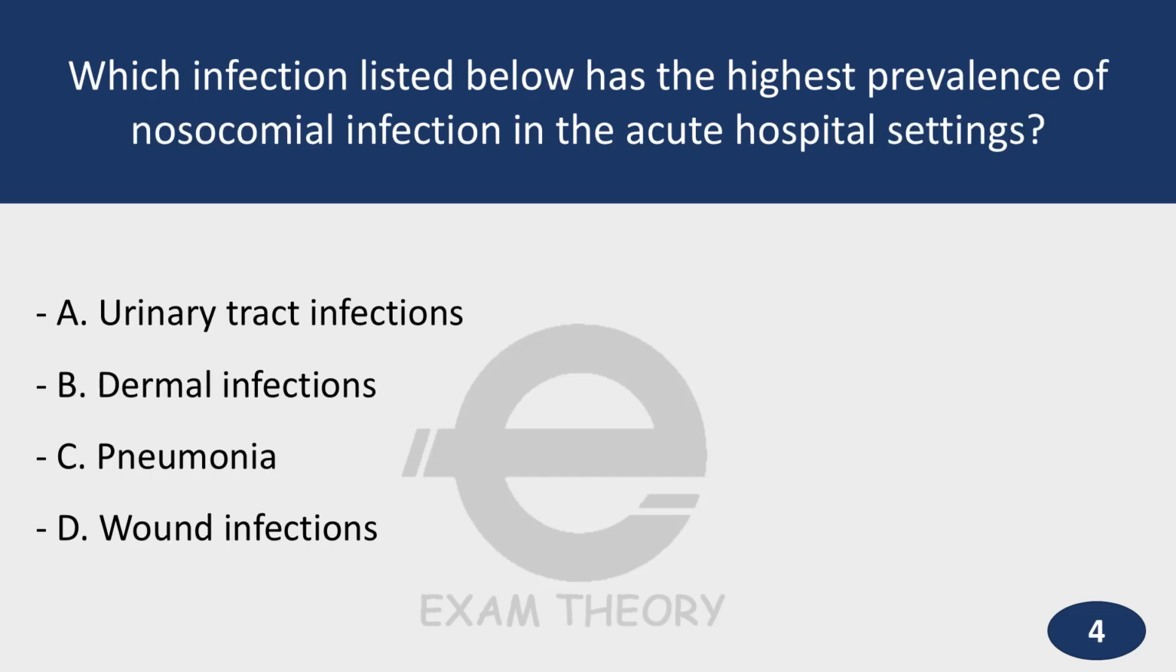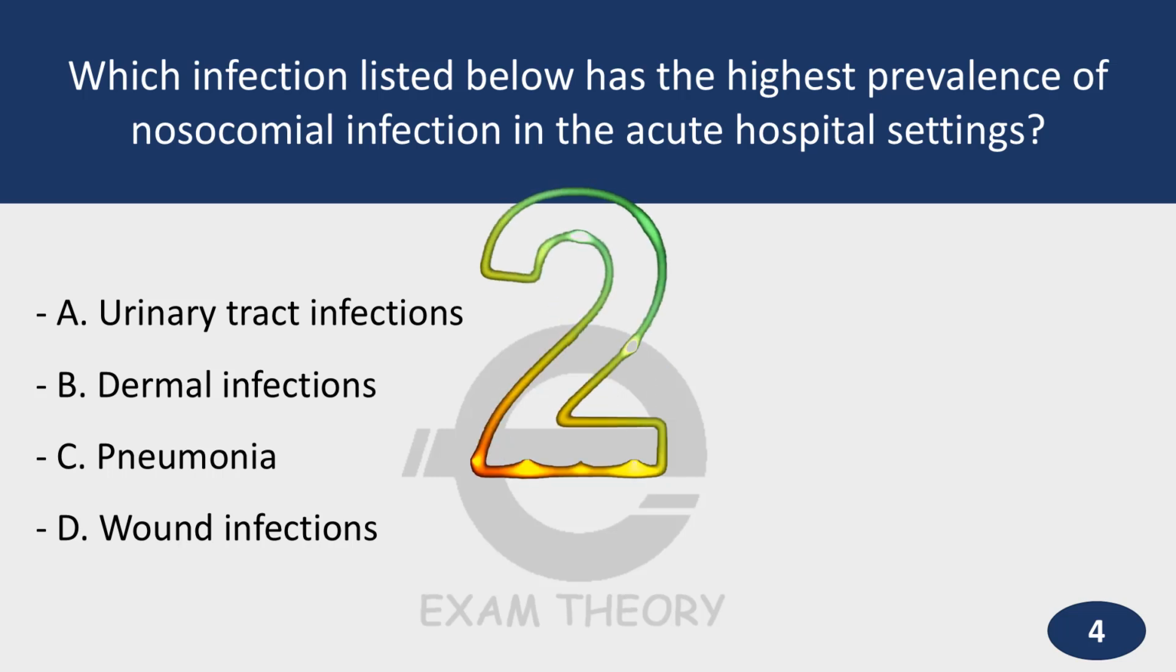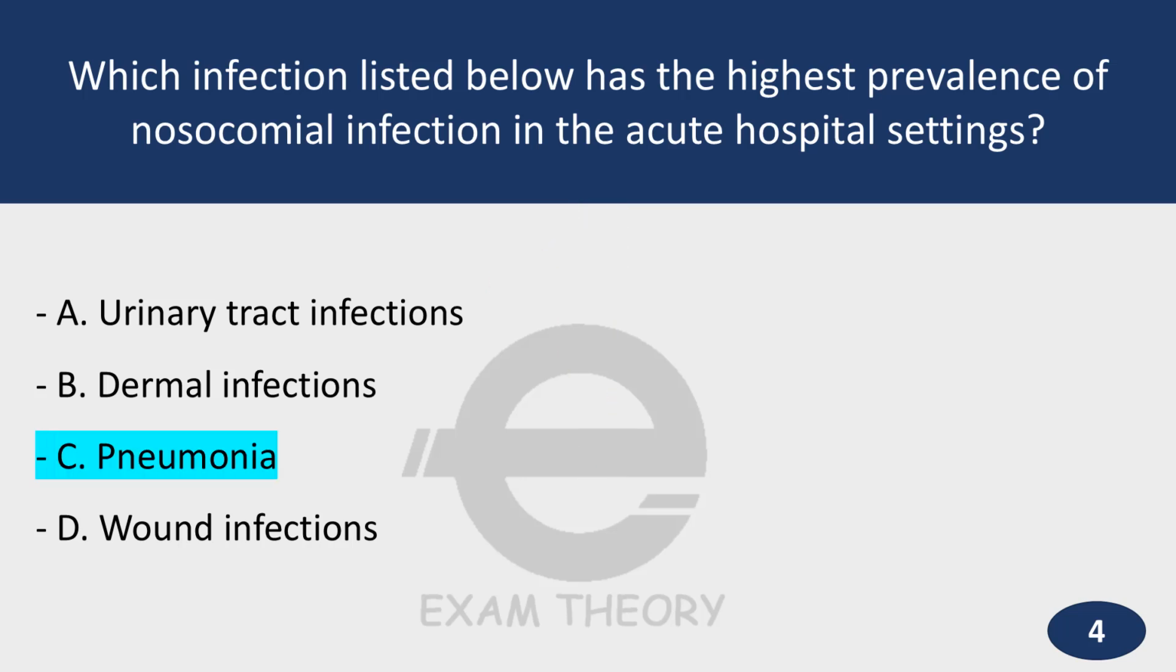Which infection listed below has the highest prevalence of nosocomial infection in acute hospital settings? A. Urinary tract infections. B. Dermal infections. C. Pneumonia. D. Wound infection. The correct answer is C. Pneumonia.